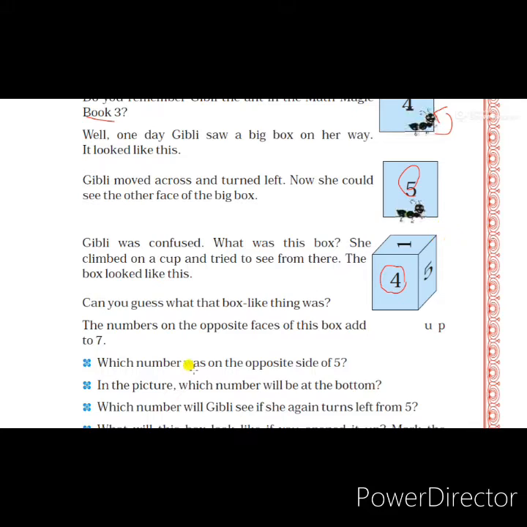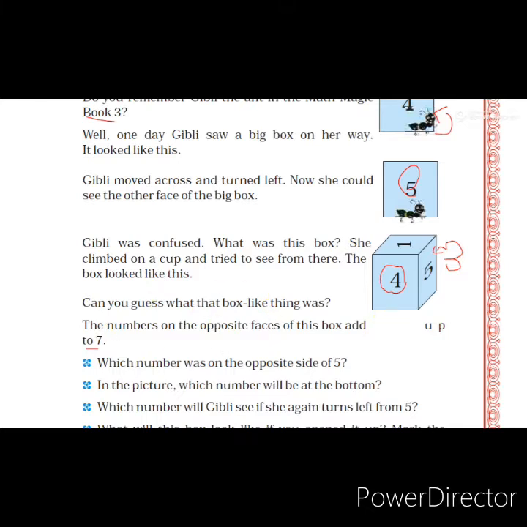So the numbers on opposite faces of this box total 7. That means 7 minus 4. What will be the opposite side? 3. That means 4 plus the back side, 3, is 7. Understood, students? 4 plus 3 is 7. So to find the number on the opposite side of this face, we have to subtract 4 from 7. So the answer will be 3. So that is the number opposite of this face.